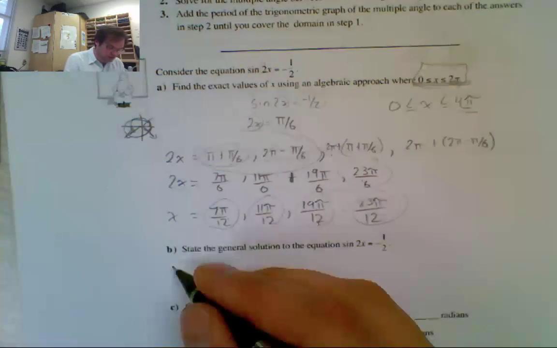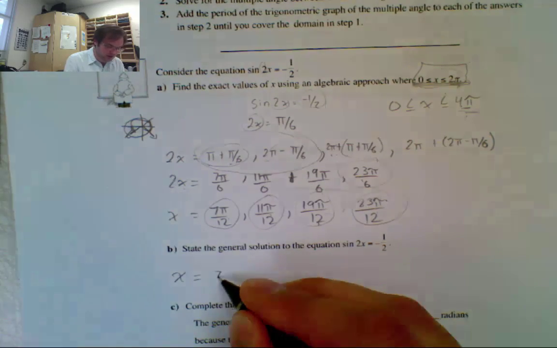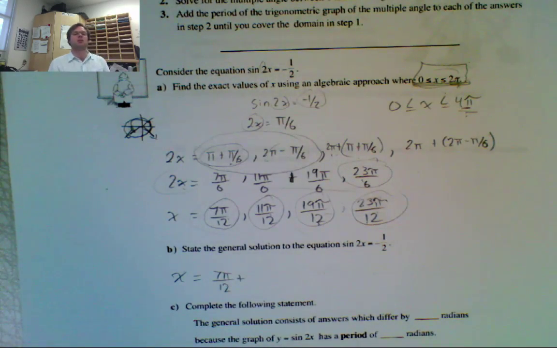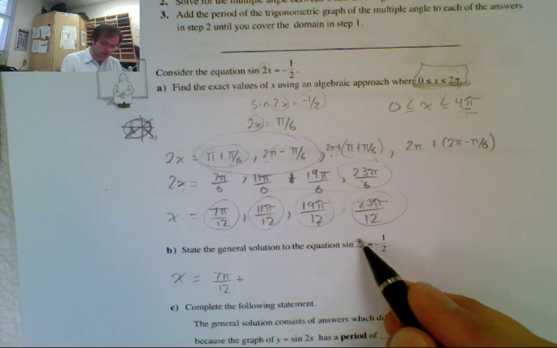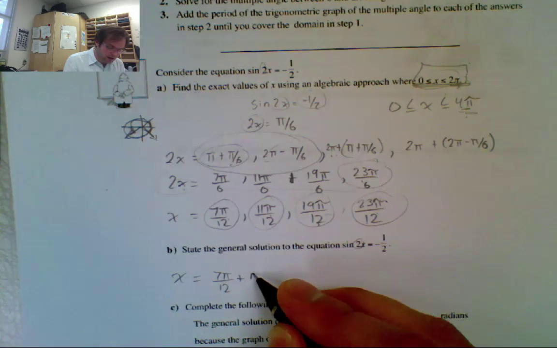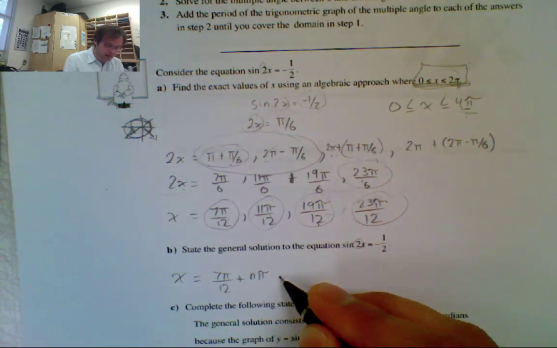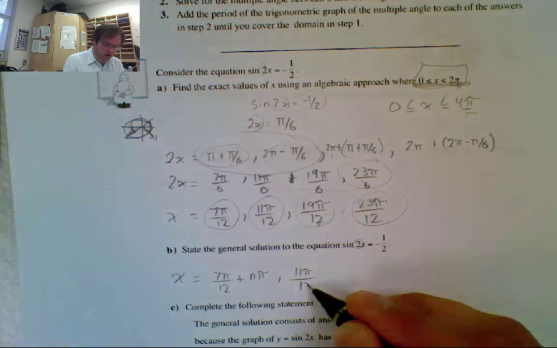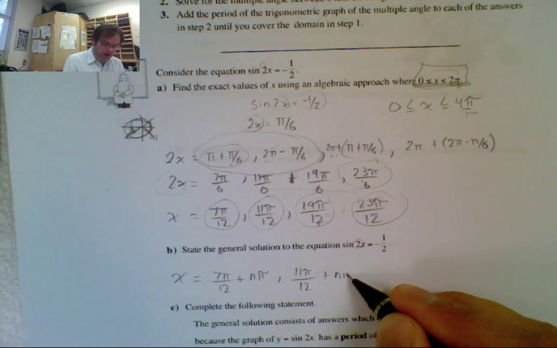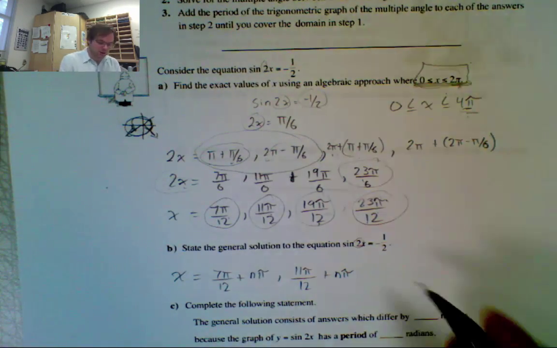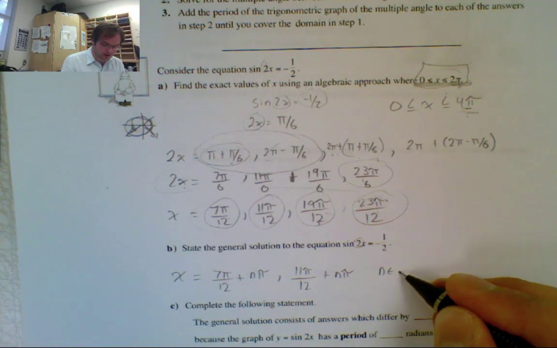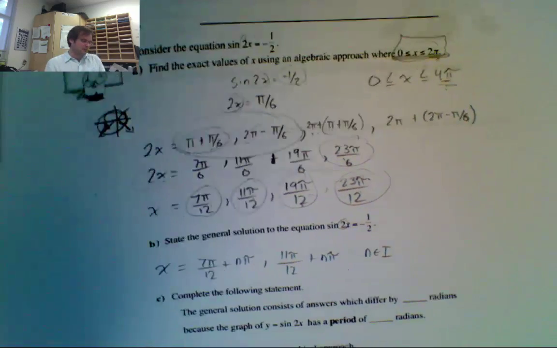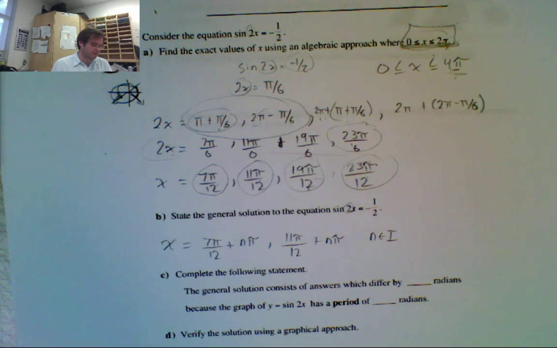So my solution is x is equal to 7 pi over 12. And remember, my period now is only pi, not 2 pi, because of that 2. So it's going to be n pi. And then my next one is going to be 11 pi over 12 plus n pi, where n is an element of the integers.